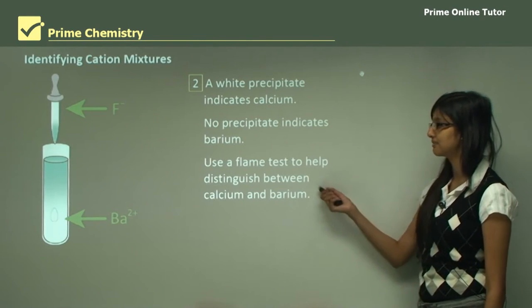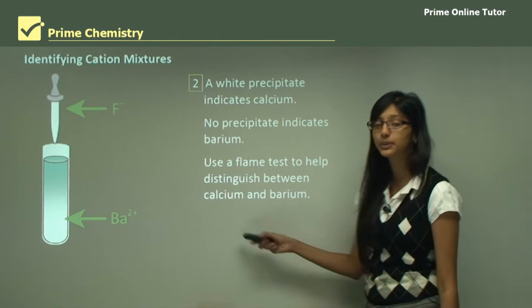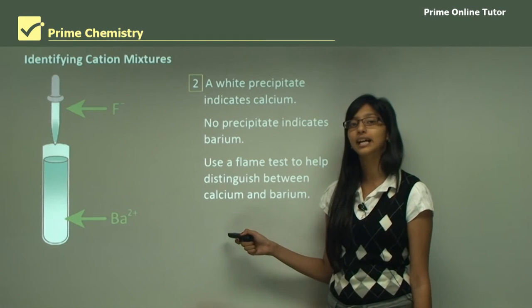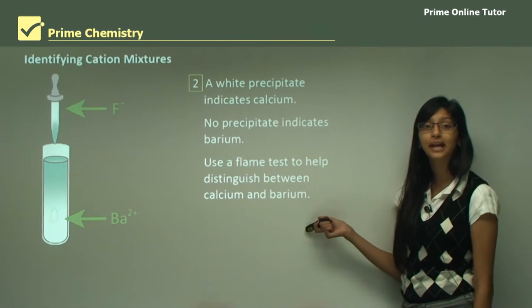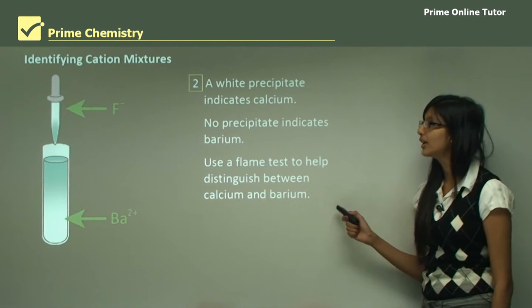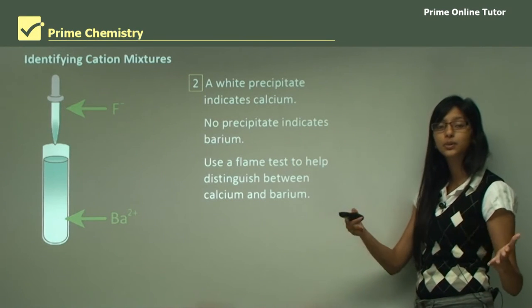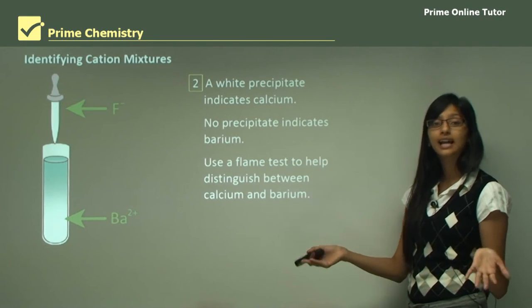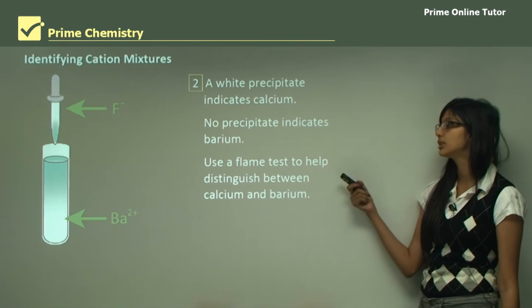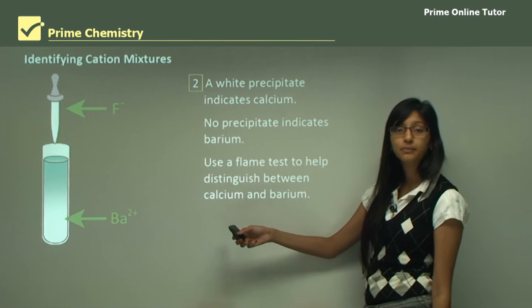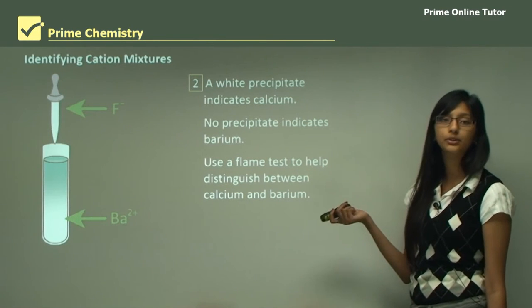Also, you can use a flame test to distinguish between calcium and barium, because we know that calcium forms an orange-yellow flame color, whereas barium forms a distinct pale green flame color. So if you don't want to carry out a precipitation reaction to distinguish which of the cations you have present, you can always carry out a flame test, which will indicate that calcium is present by an orange color or barium is present by a pale green flame color.